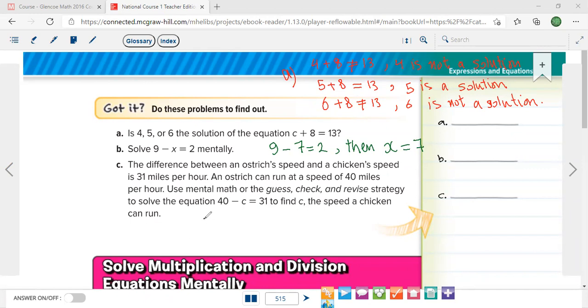So the question now, we need to solve 40 minus c equals 31. Very easy. Just think of a number. 40 minus what will give you 31? Of course, 40 minus 9 will give you 31. So you can say c, which is this variable, equals 9.